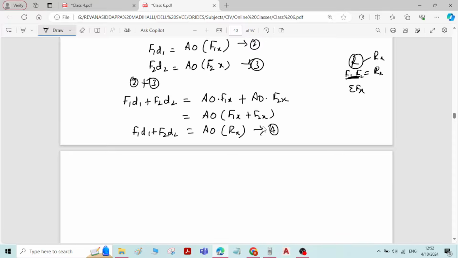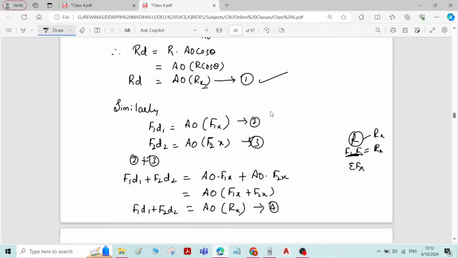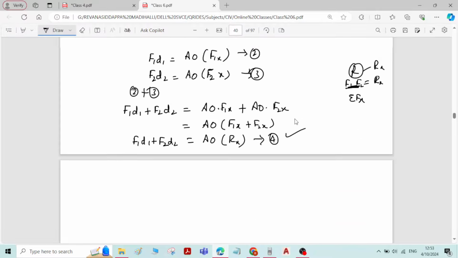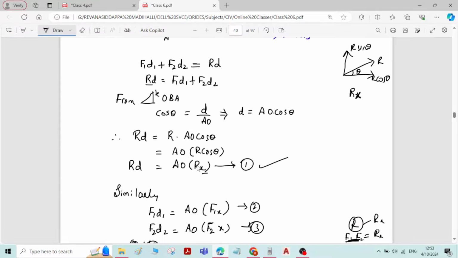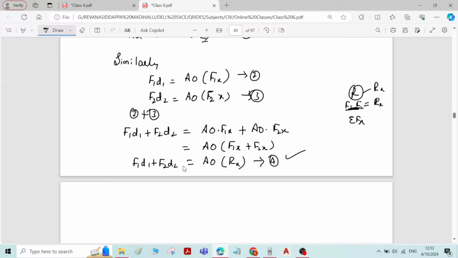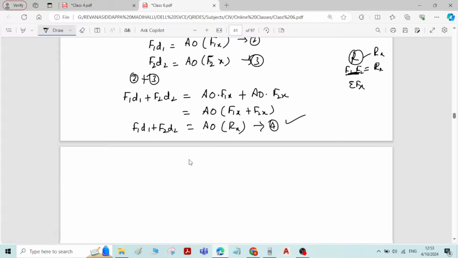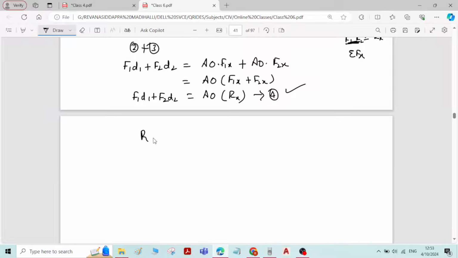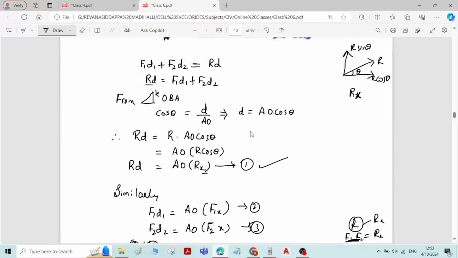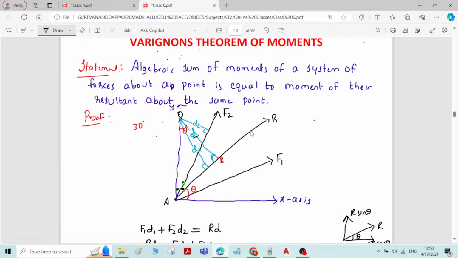Now compare equation 1 and equation 4. R D is equal to AO into Rx, and F1 D1 plus F2 D2 is equal to AO into Rx. Therefore we can write R into D is equal to F1 D1 plus F2 D2. Hence Varignon's theorem of moments is proved. So this completes the statement and proof of Varignon's theorem of moments.